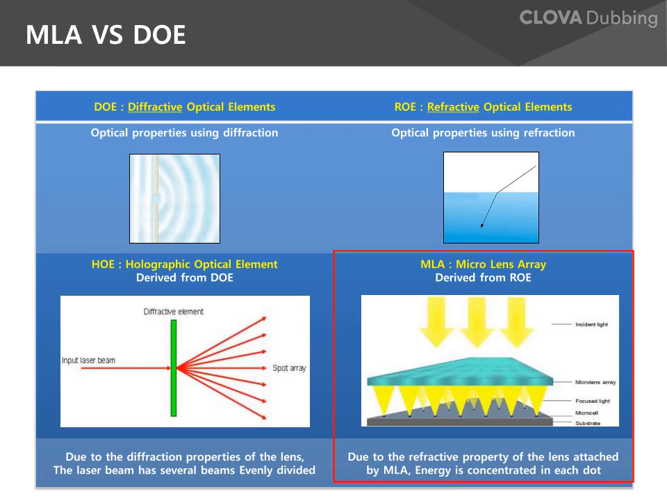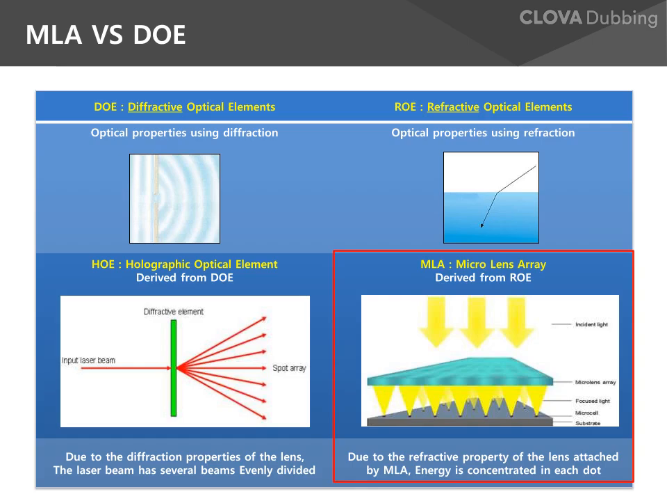Here are the differences between the MLA and DOE handpieces. The DOE utilizes the diffraction property of light, spreading the light, and then refocusing it to fractionate it. The MLA, on the other hand, uses a micro lens array, concentrating the light through multiple micro lenses like a magnifying glass, to fractionate it.